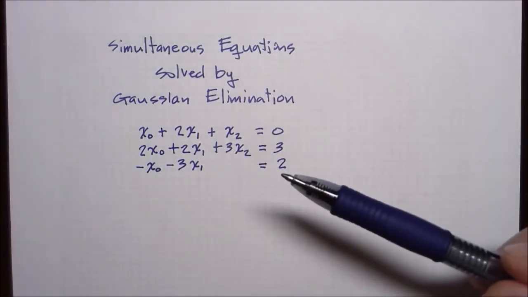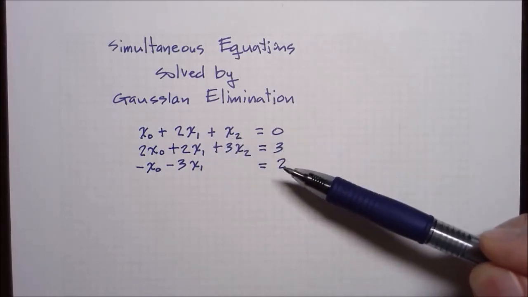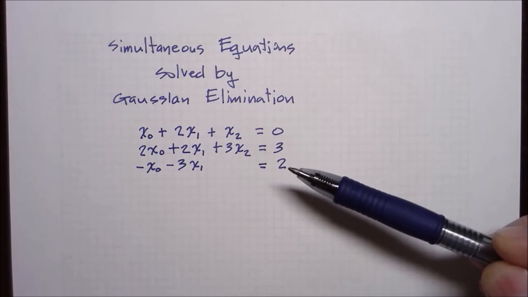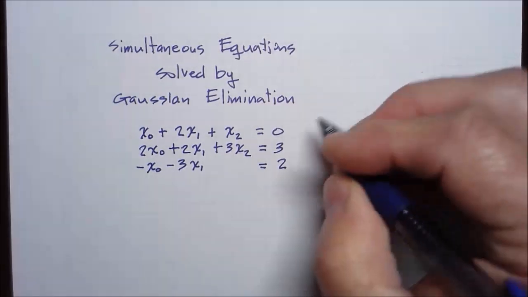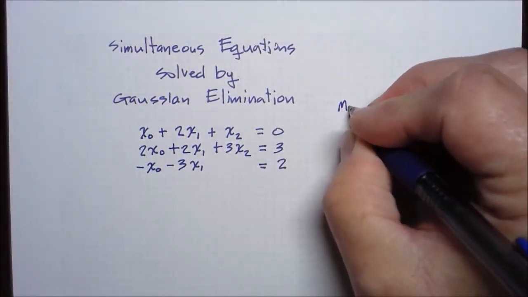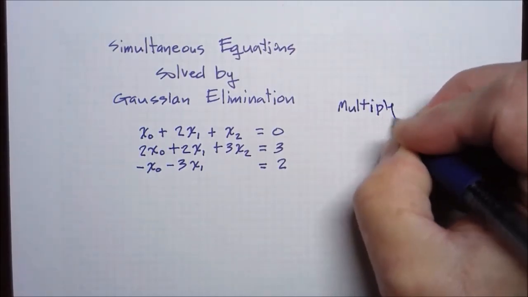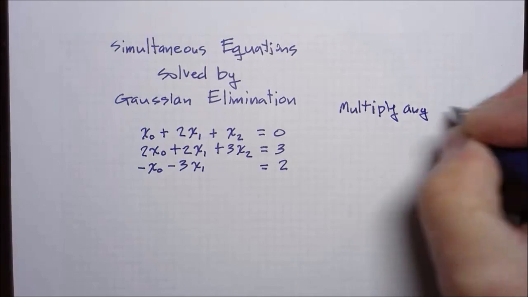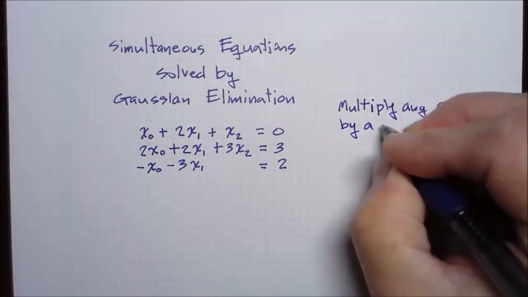With any set of simultaneous equations, there are two things that we can do to these equations, and the solution to the equations will stay the same. The first thing we can do is multiply any equation by a constant.